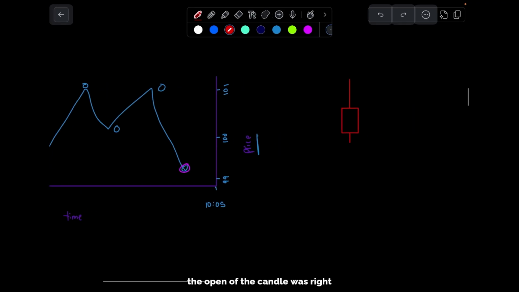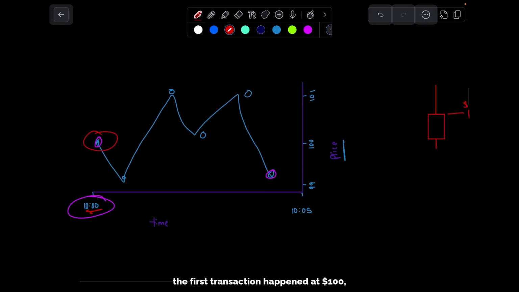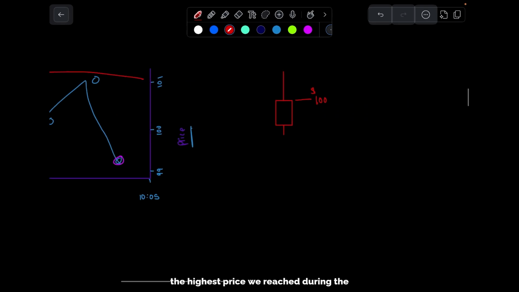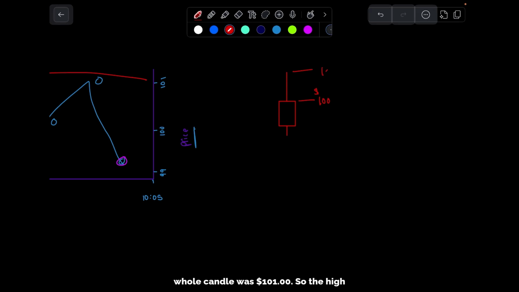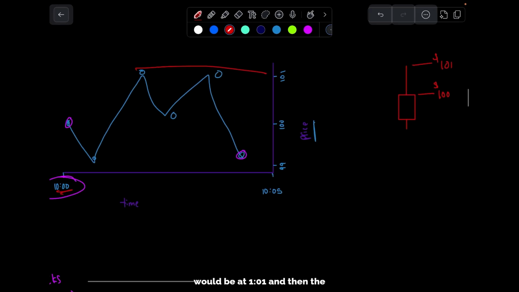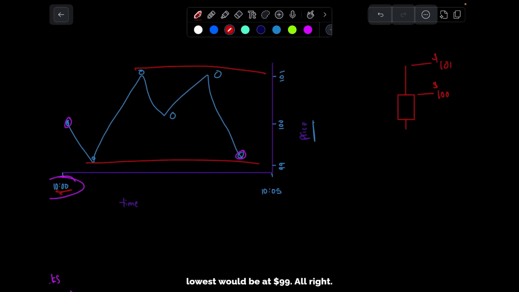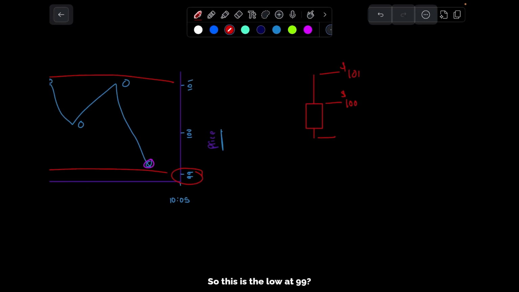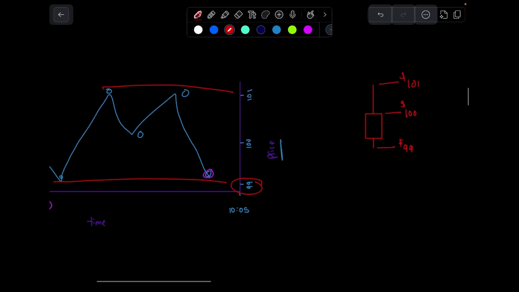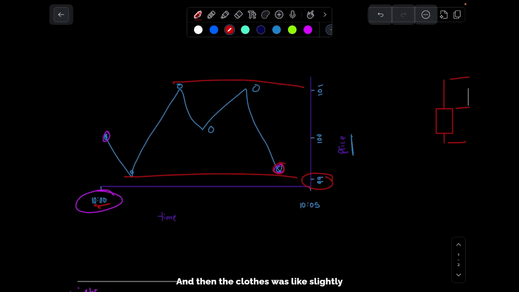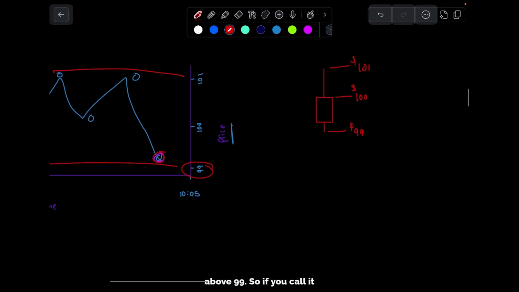And you could see the open of the candle was right here at $100. Okay, because the first transaction happened at $100. The highest price we reached during the whole candle was $101. So the high would be at 101. And then the lowest would be at $99. All right, so this is the low at 99. And then the close was slightly above 99. So we could call it like 99.50.